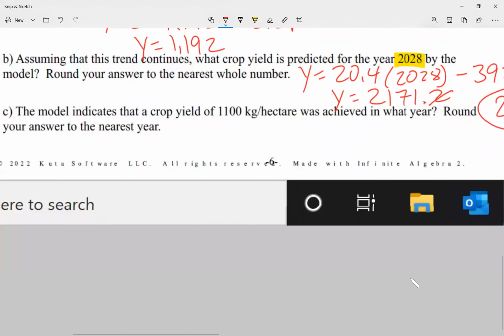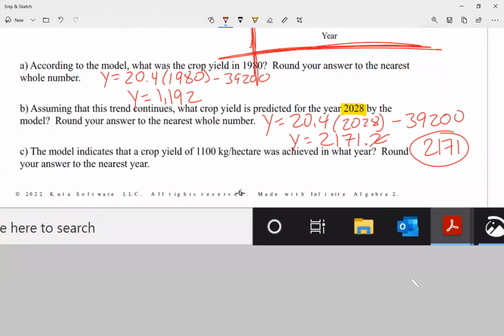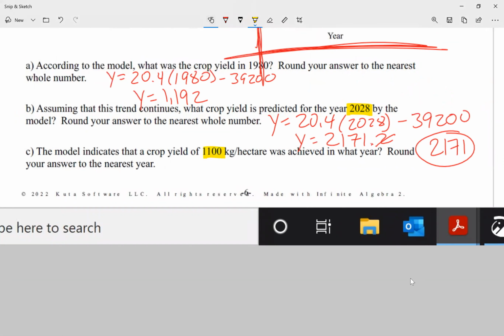Now this model indicates, I'm looking at question C or part C. This model indicates that a crop yield of 1,100. Now this number, I have to ask myself, is this the Y or the X? Production. So that's the Y value. Was achieved in what year, right? It's asking what year. So it's asking for X.